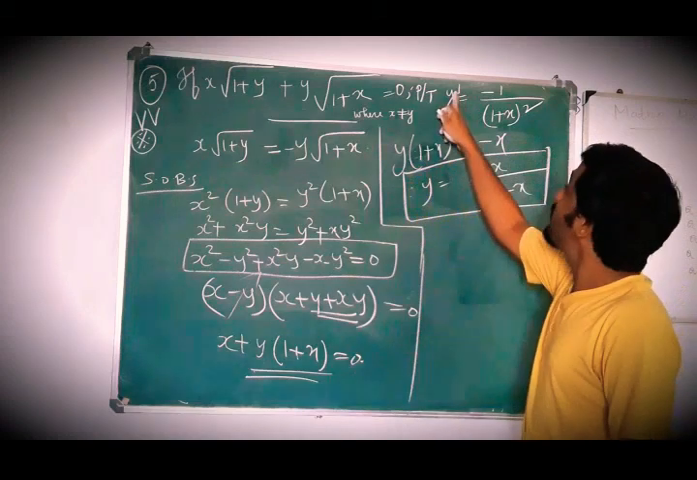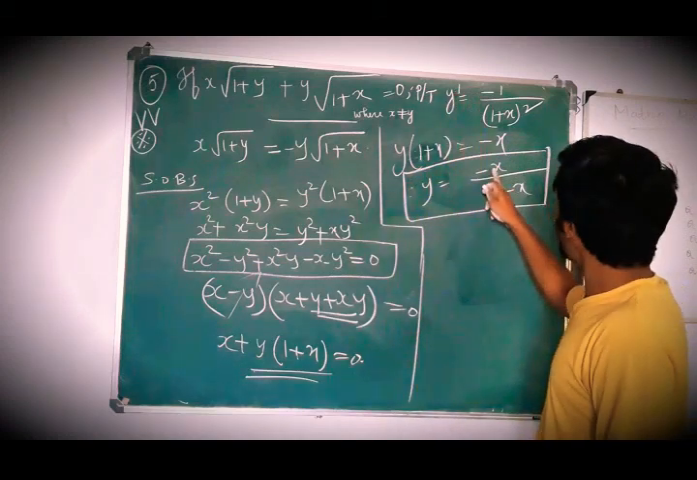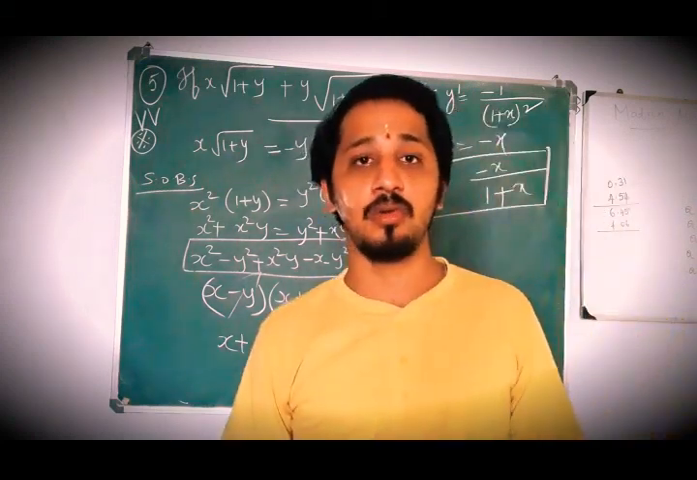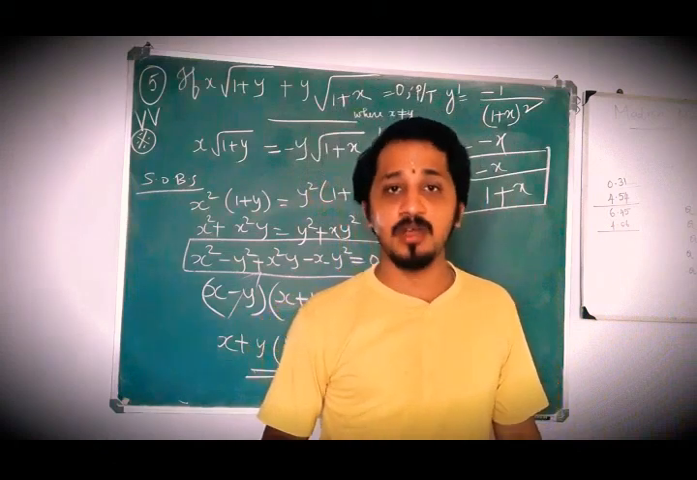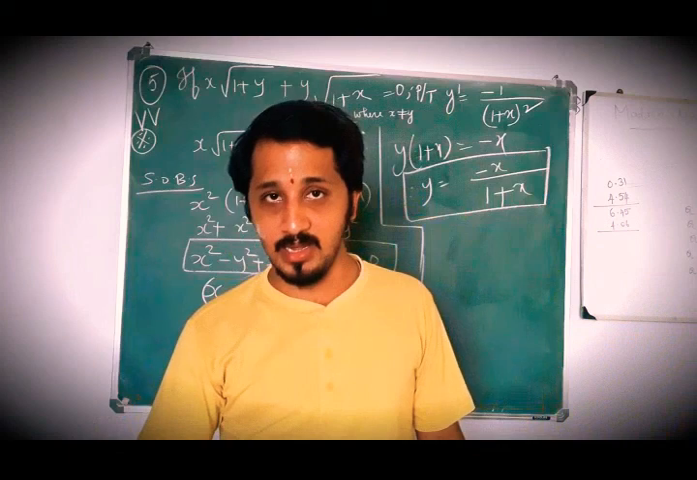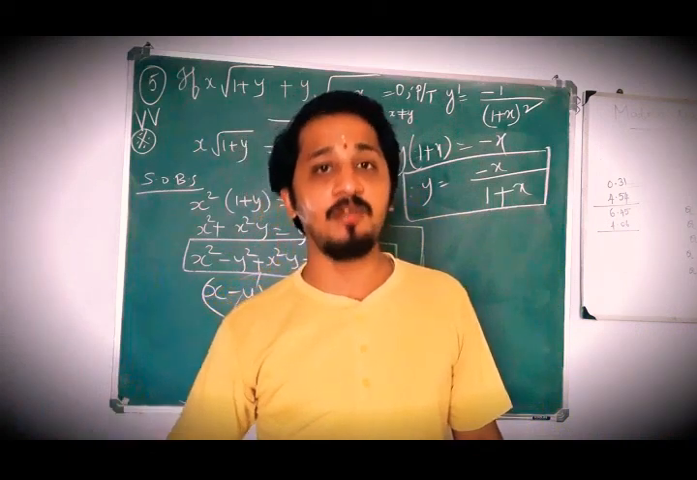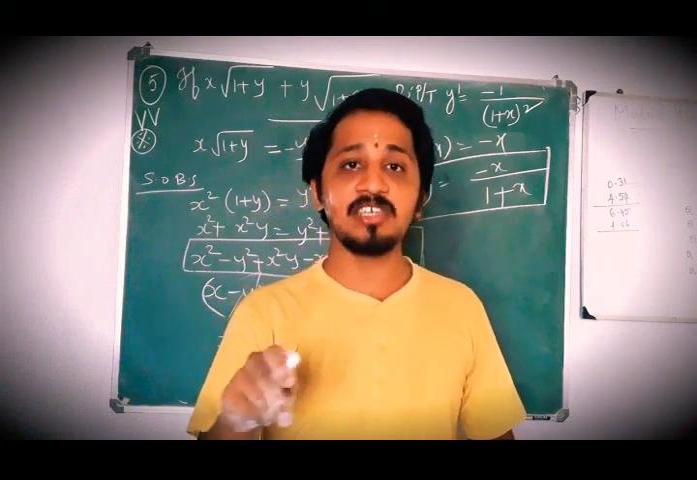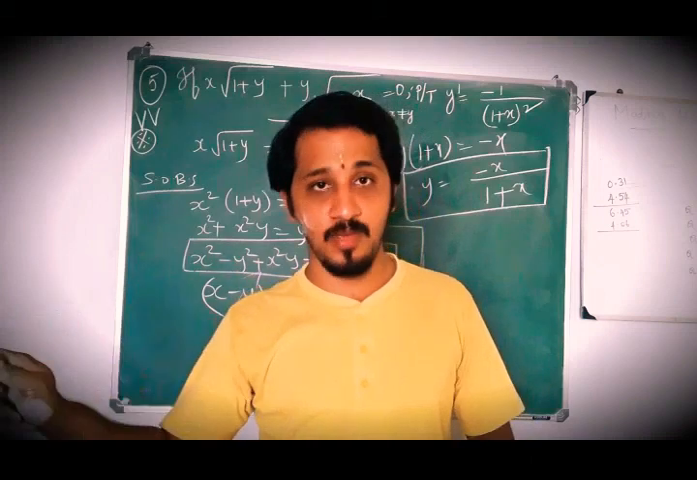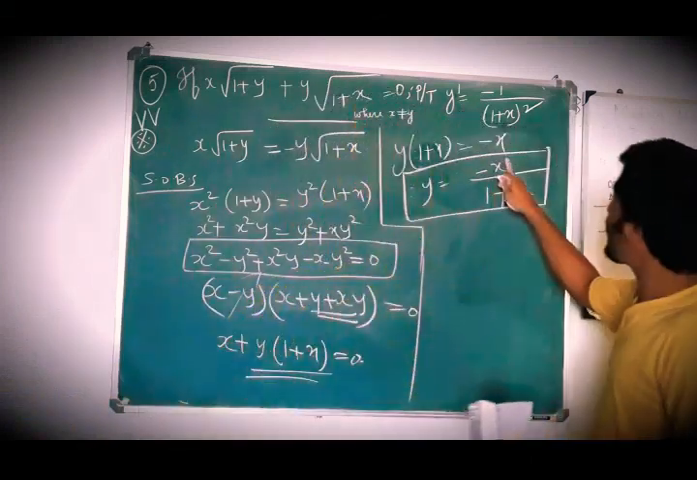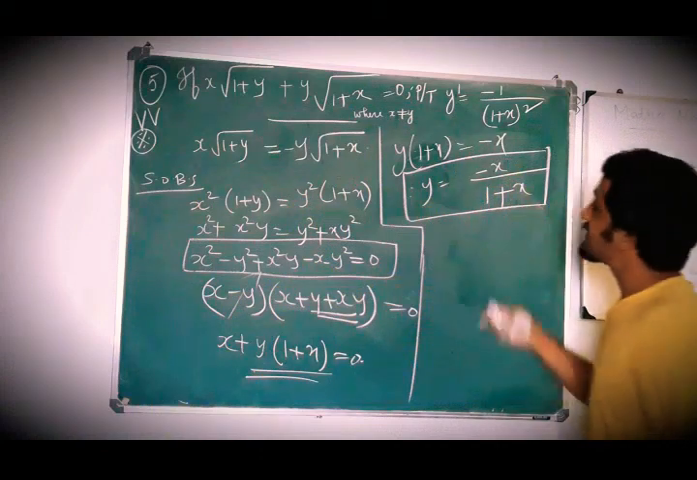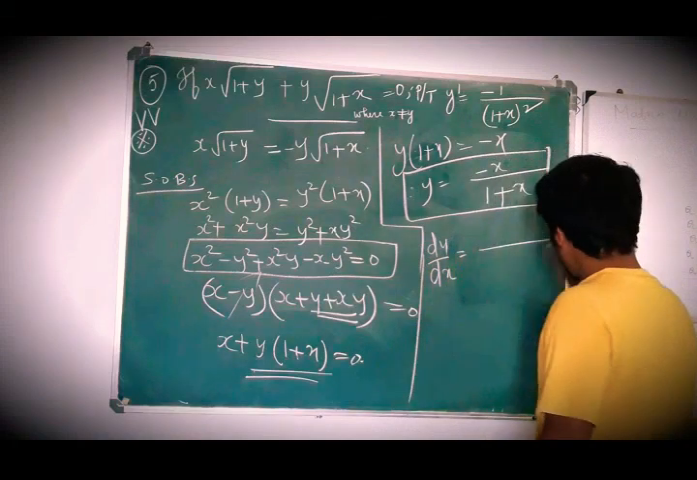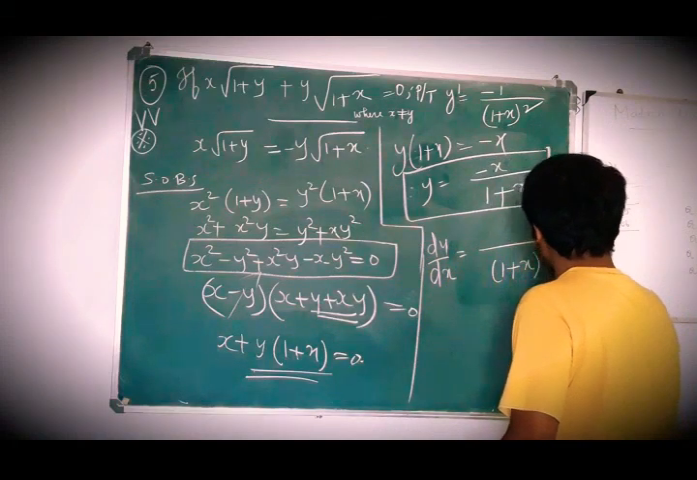Not completed. I have to differentiate d by dx. So y is equal to minus x by (1 plus x). This is nothing but the quotient rule. What is the quotient rule? For u by v, the derivative is: second function into derivative of the first function minus first function into derivative of the second function, divided by the second function squared. Or v dash u minus u dash v divided by v square. So here u is minus x, v is nothing but 1 plus x. So dy by dx or y dash is equal to, first of all, the second function squared, so (1 plus x) the whole square, and write it.